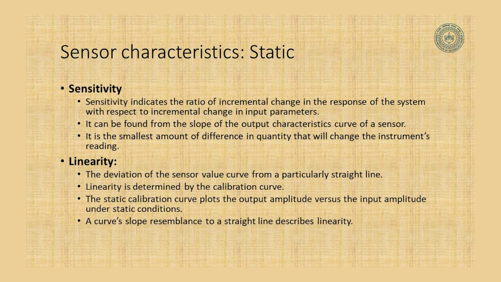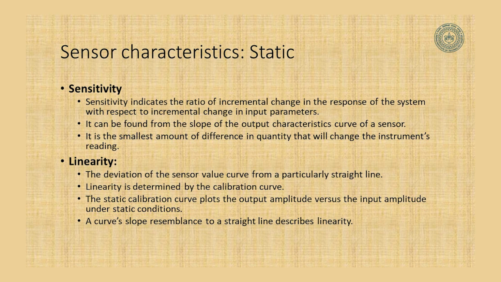The next characteristic is that of sensitivity. Sensitivity indicates the ratio of incremental change in the response of the system with respect to the incremental change in the input parameters. So, if the temperature of this room goes up by 5 degrees, how sensitive is my sensor? Maybe the sensor reading goes up by 4.8 degrees. So, the ratio of that change to the actual change, 4.8 by 5, is the sensitivity of your sensor. How sensitive the sensor is to the changes in the value that you are measuring.